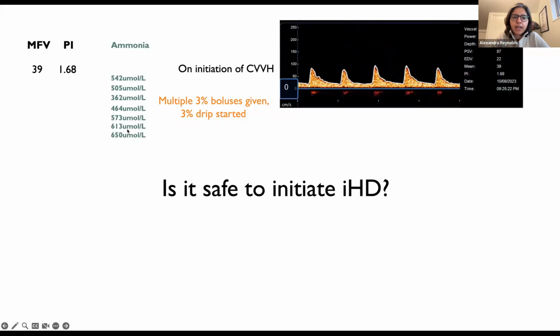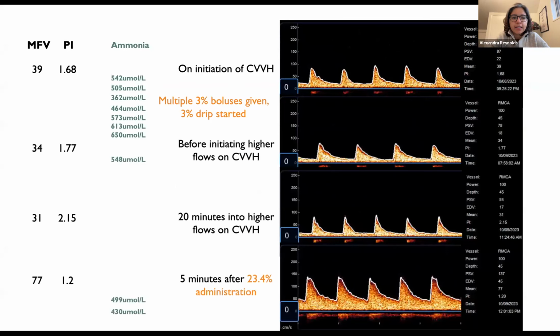And so at that point, we were asked, is it safe to initiate HD? And as I intimated before, that can be a very dangerous time, especially if you're going to just do HD, because the clearance is so fast that you really can worsen elevated ICP. And so what we decided to do was try to initiate the highest flows that you can initiate on CVVH in order to maximize clearance of ammonia without actually doing proper hemodialysis.